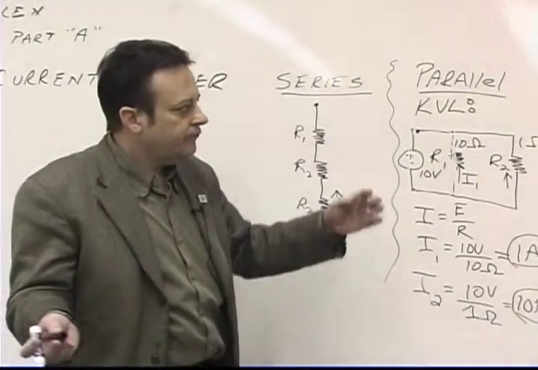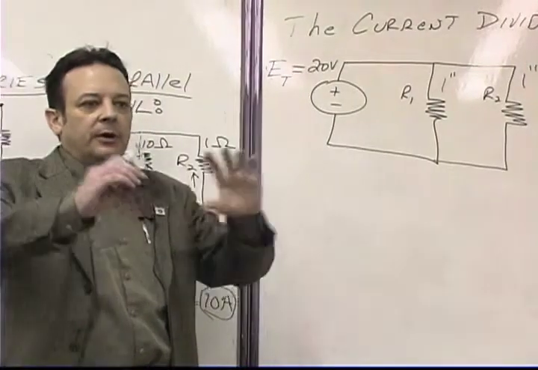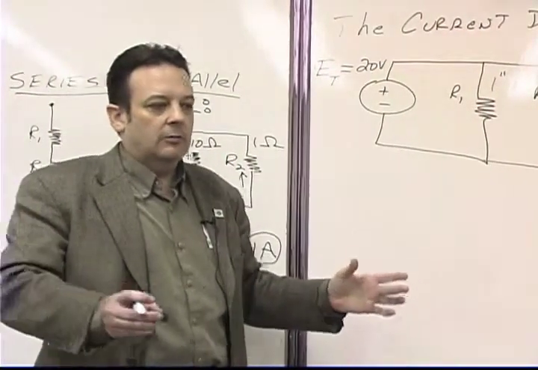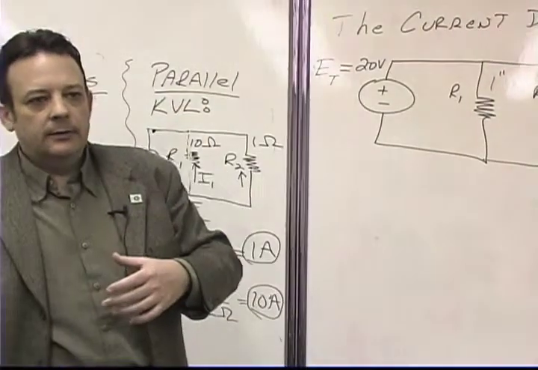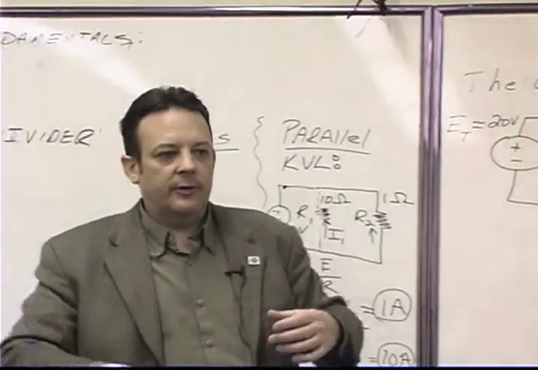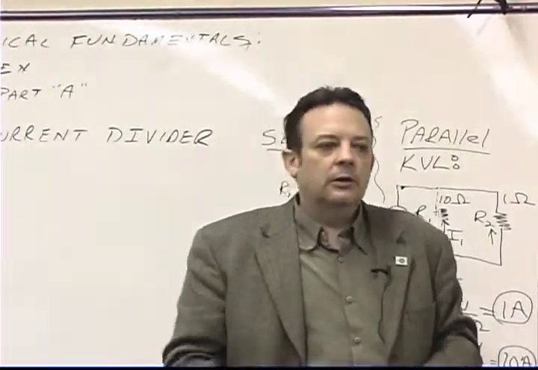We're talking about a current divider, meaning that things are being divided up. You could think of it as dividing up money. I've got a certain amount of money, and you're getting 50%, and you're getting 50%. So that means, if I have $100, you get 50 of it, and you get 50 of it.